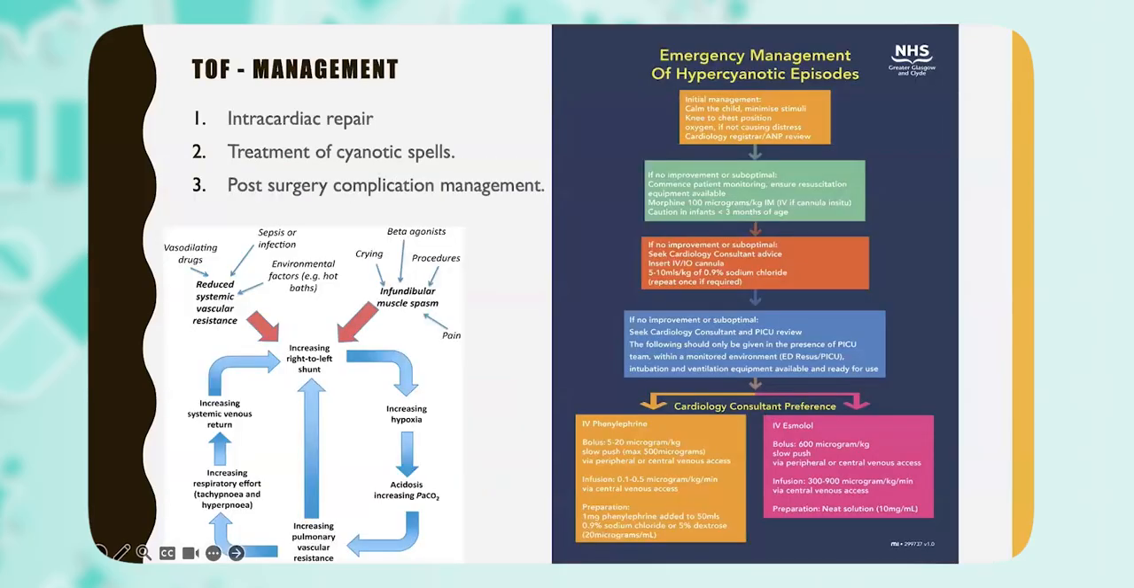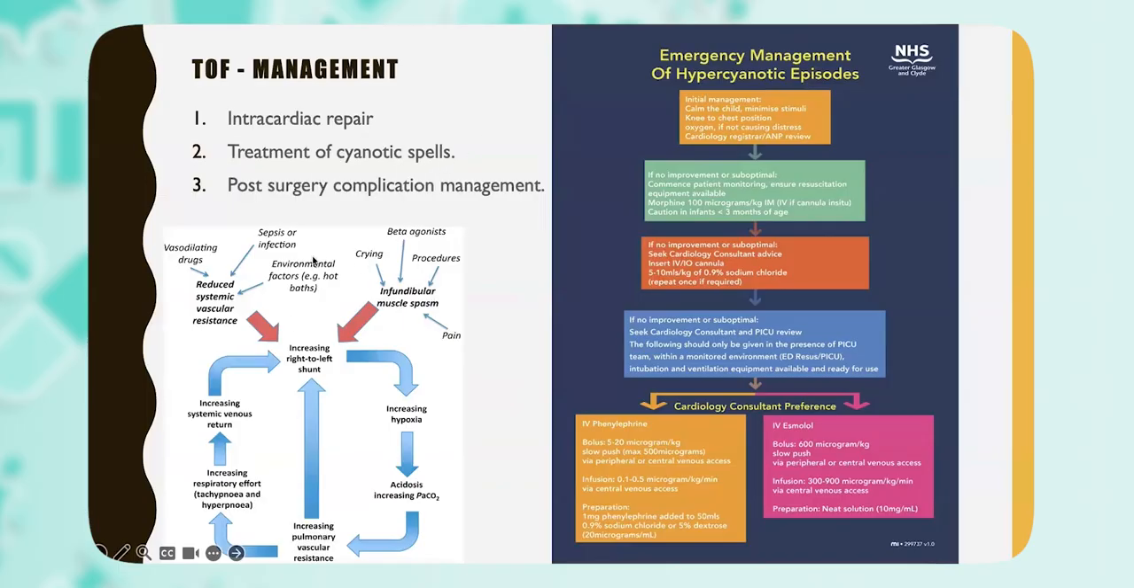Okay. So TOF management, there are three important parts: intracardiac repair, which the CTVS people will do. Number two is treatment. You just need to mention it in either paper 1, paper 2 or PSS. No detail is asked. Number three is treatment of cyanotic spells. This is the most important part.